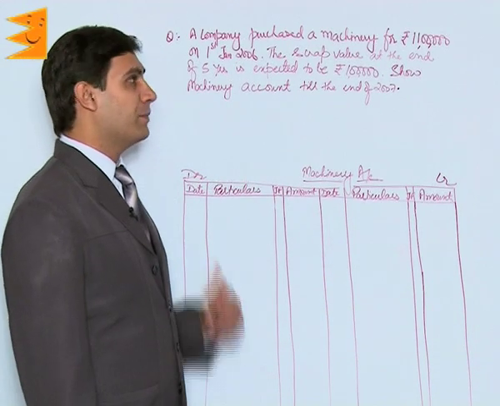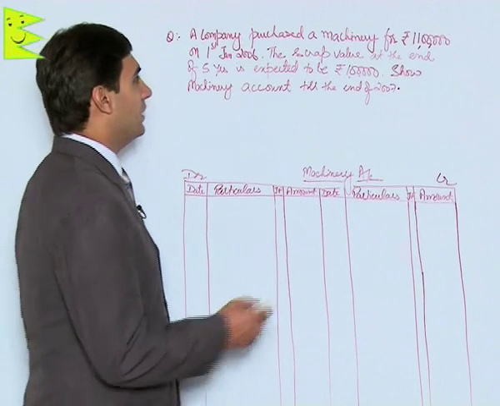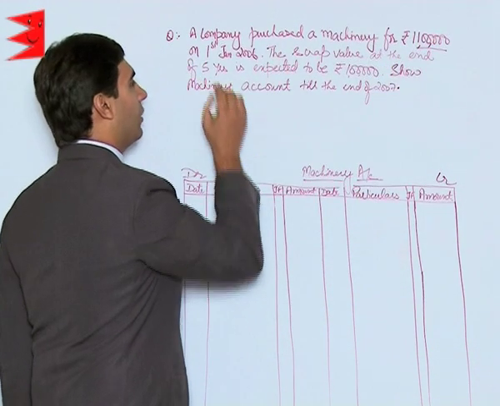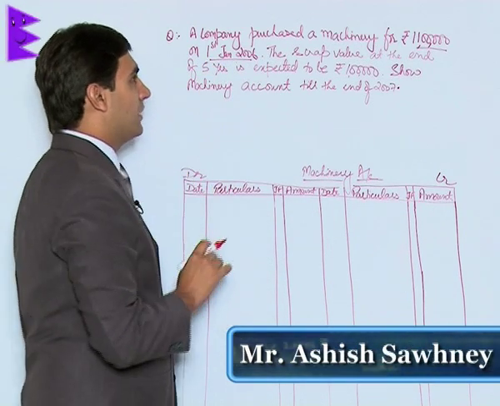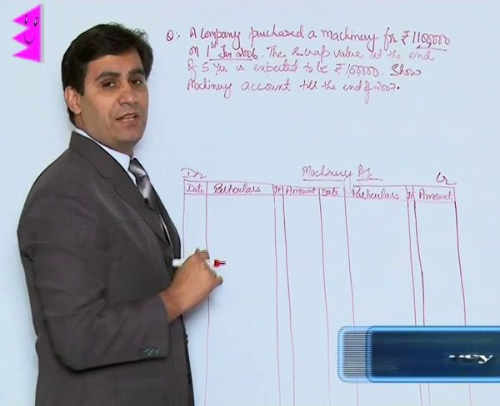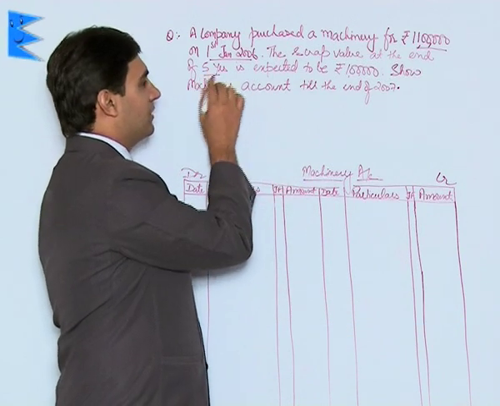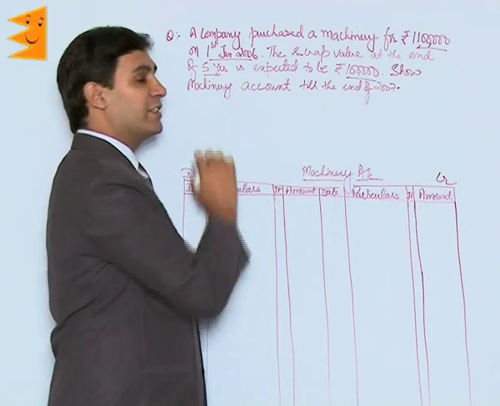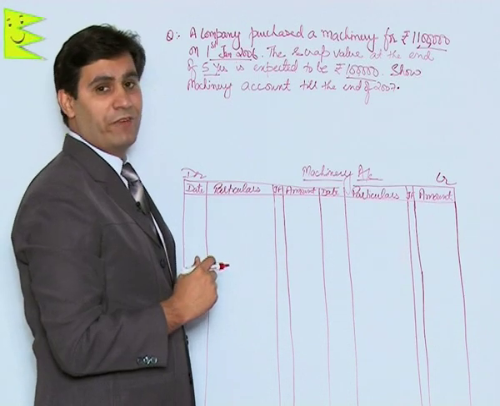Now students, let us prepare a machinery account for this particular question. This question says that machinery has been purchased for rupees 11 lakh. This is the cost of the machinery on 1st January 2006. Now students, the date of purchase here is mentioned as 1st January 2006. The scrap value at the end of 5 years is expected to be rupees 1 lakh. So here 5 years is the useful life of the asset and 1 lakh is the scrap value.